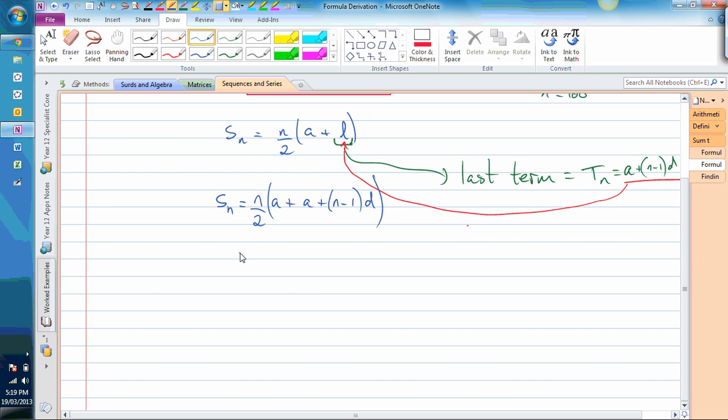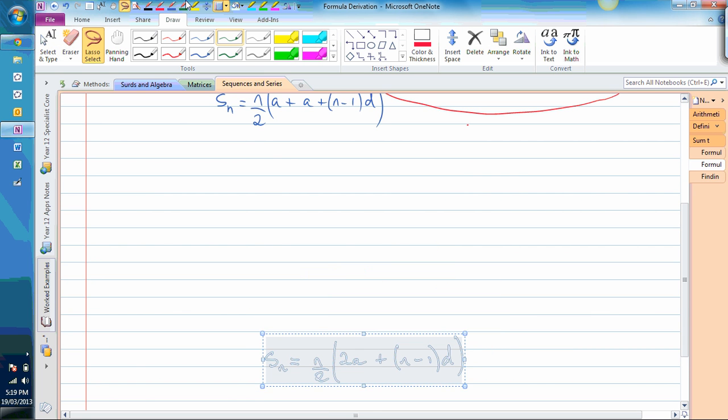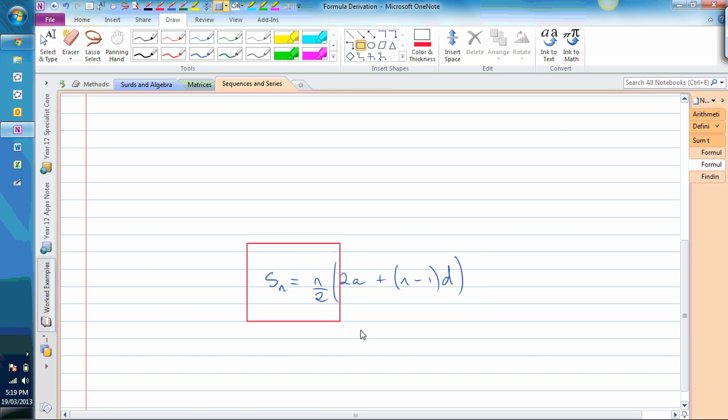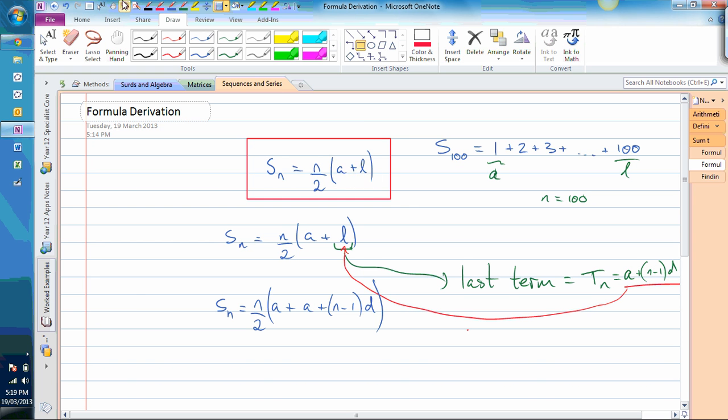And now I'm just going to rearrange this. I'm going to simplify the algebra. A plus A is 2A. And I still have n minus 1 lots of D. And I'm going to take this as an alternative formula to the one that I had above. So here we have it. This is the formula for situations where I don't know what L is going to be.